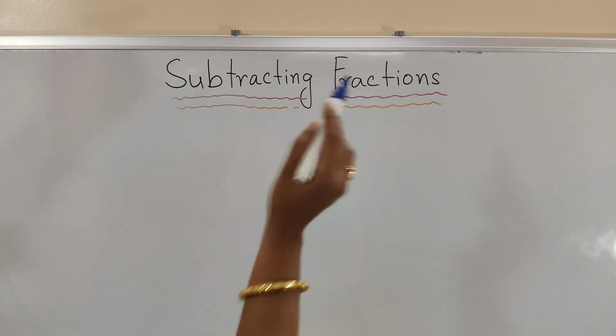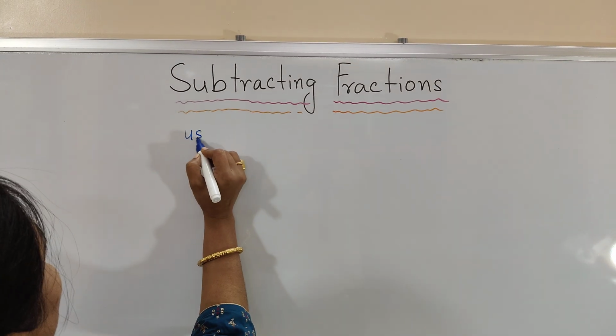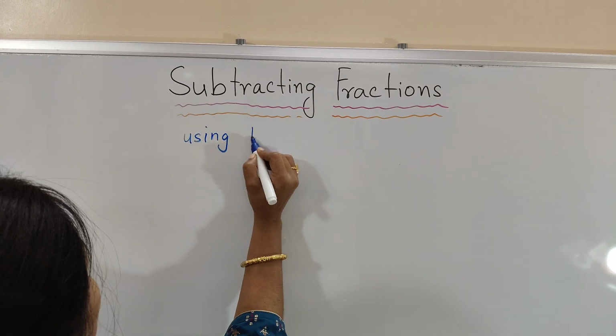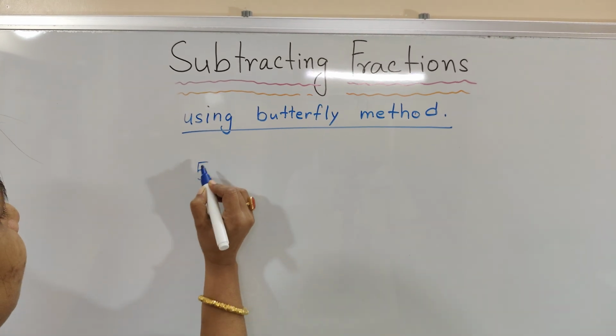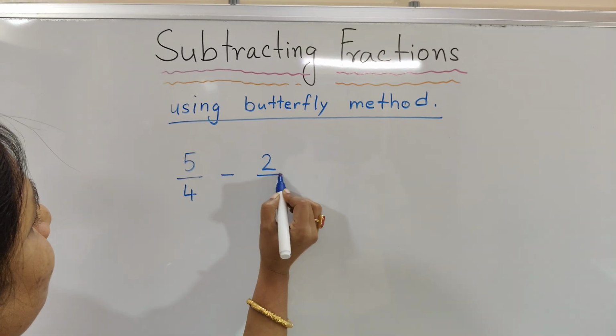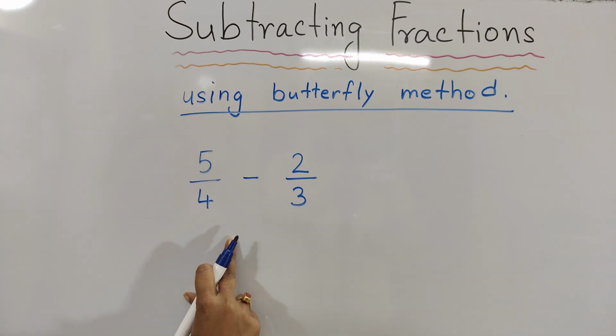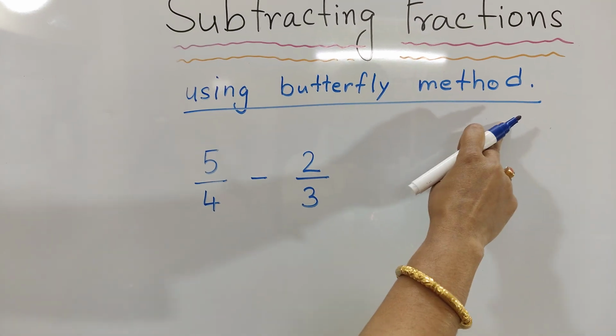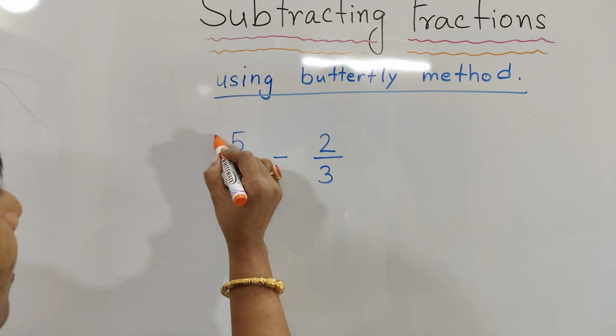Today we will learn subtracting fractions using the butterfly method. For example, 5 by 4 minus 2 by 3. This we will solve using the butterfly method. Let's check how to solve this.